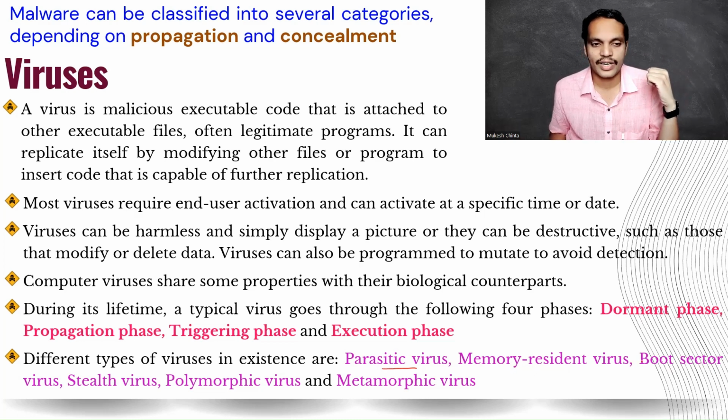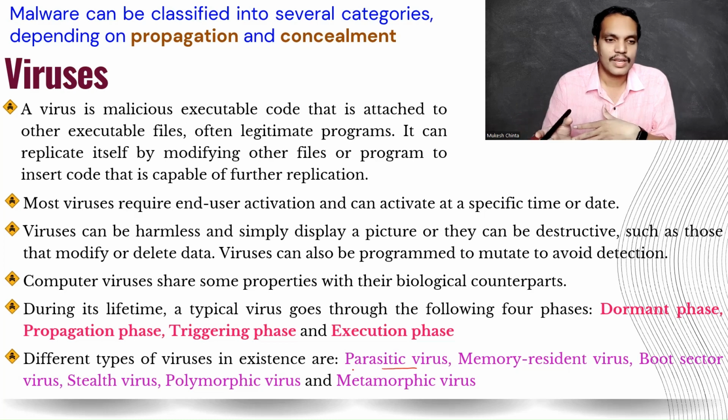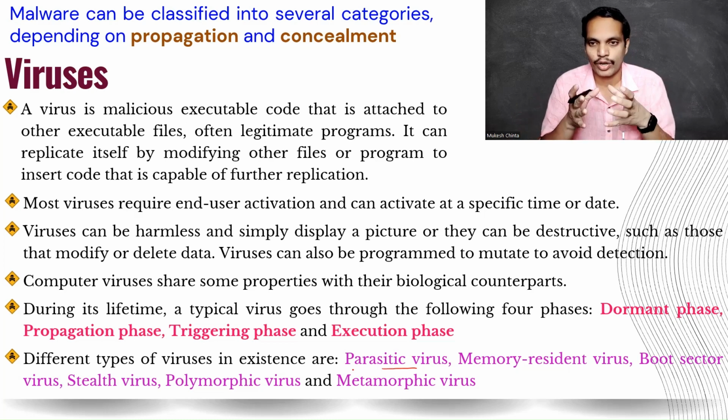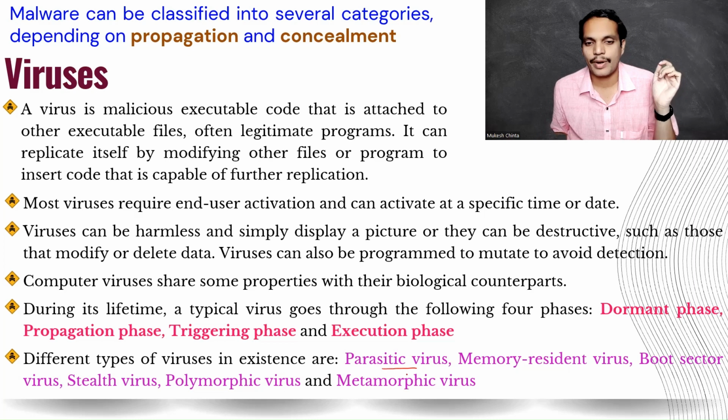The third one is the boot sector virus. The name itself should give you an idea: a boot sector virus infects a particular MBR, or master boot record, or even a boot sector. Once the system starts booting from that particular volume or disk, the virus also gets activated and starts infecting the files that are part of your system. The next one is the stealth virus, which is specifically designed to avoid detection. And the next ones are the polymorphic virus and the metamorphic virus.